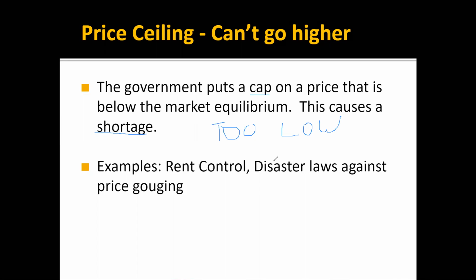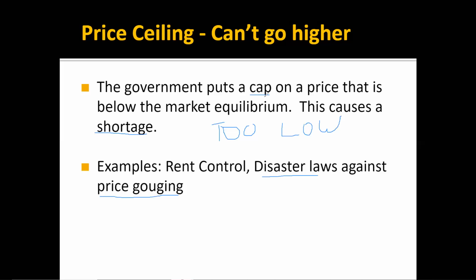Examples of this: rent control, and here's your better one, disaster laws against price gouging. When things go wrong, hurricanes, tornadoes, everybody freaking out over coronavirus, and everybody wants to buy these things because they're in such demand. Think about it for a second. When things are in high demand, what should the price do? The price should go up. But if the government puts a cap on it, it can't go up. And again, they're trying to protect the consumers.